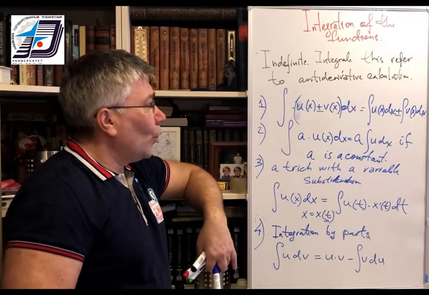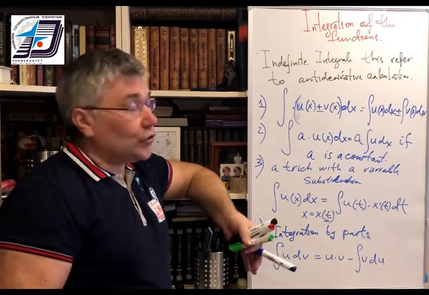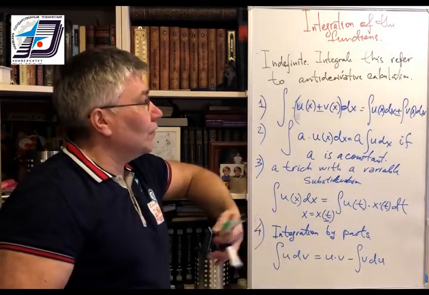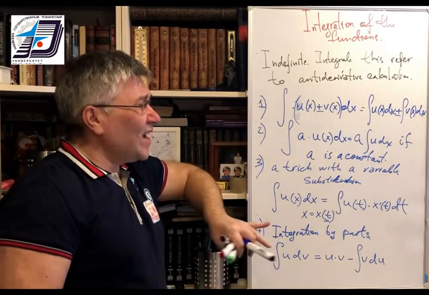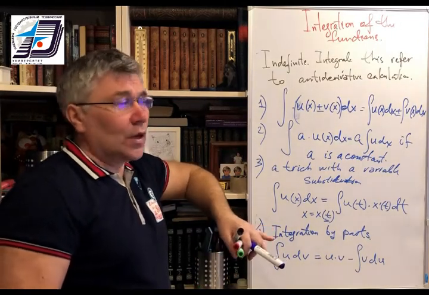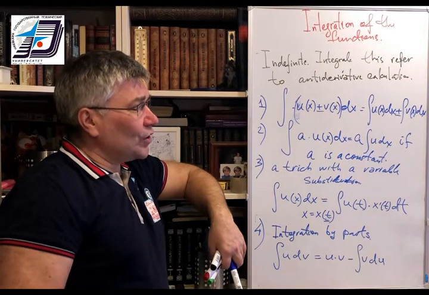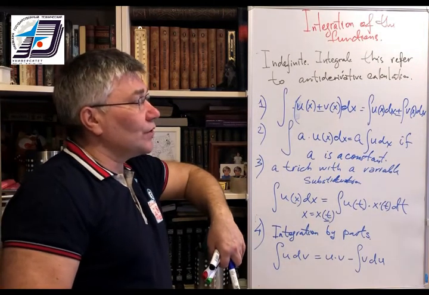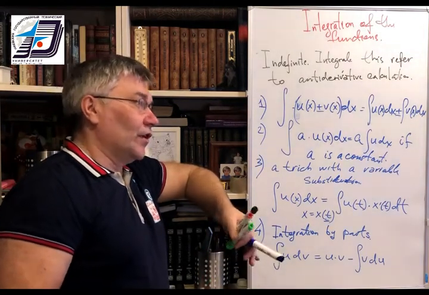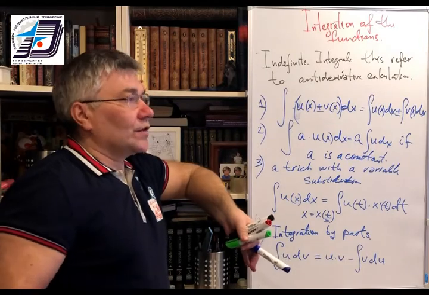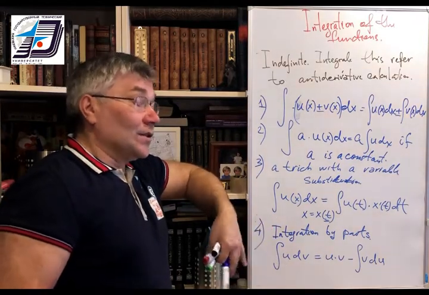So using these four rules, or properties, sometimes we are unable to calculate the integral or antiderivative of the given function. Sometimes it's impossible. So don't be very concerned about the inability to integrate some functions. Maybe it's impossible at all.